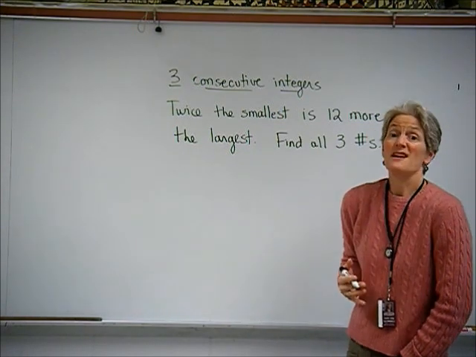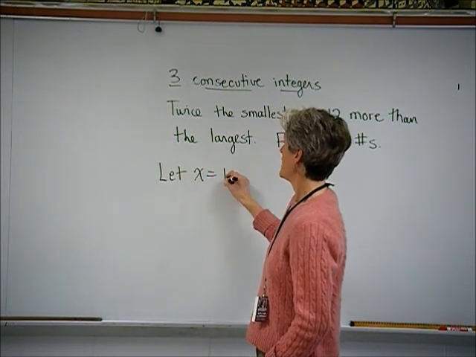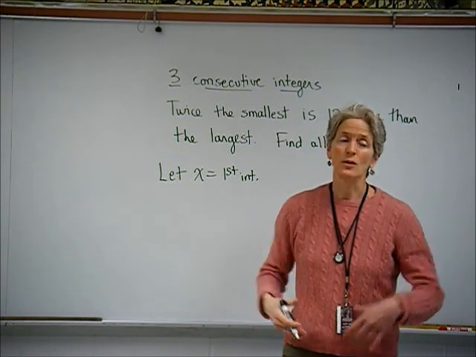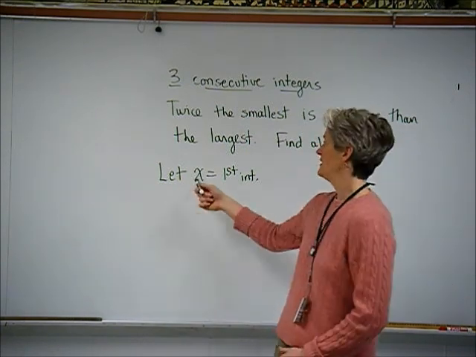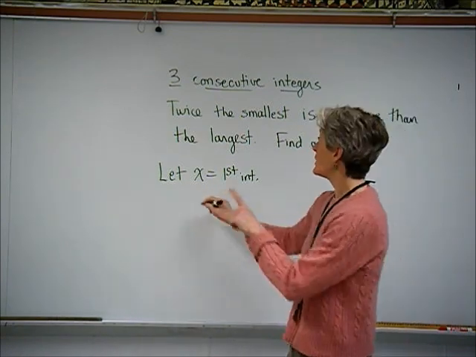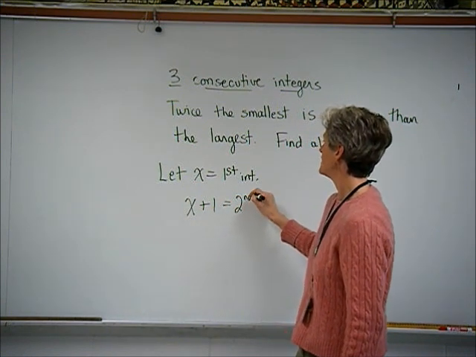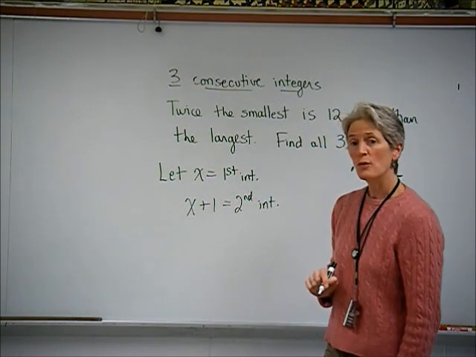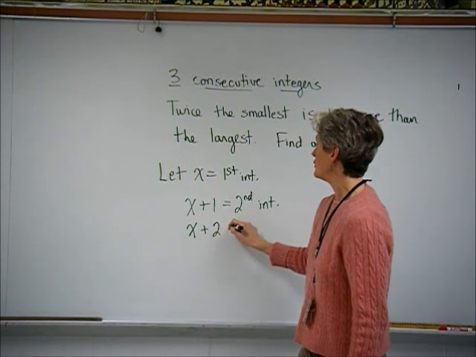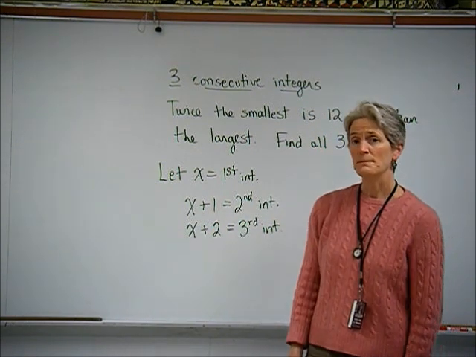Okay. Well, let's start by defining our variables. Okay, I'm going to say x is my first integer. Whenever I don't know something, I can always call it x, or y, or m, or n, whatever you like. We like x. If these are consecutive integers, my next integer would be 1 more than that. So that's my second integer. 1 more than the one before. Hey, my third integer would be x plus 2. That's my third consecutive integer. Are we okay so far?